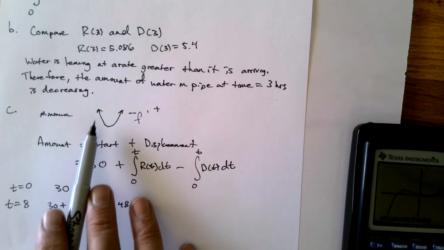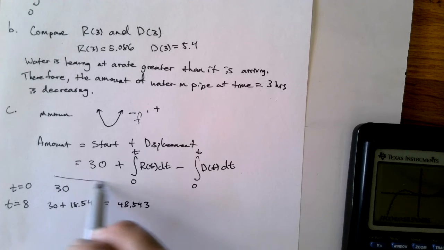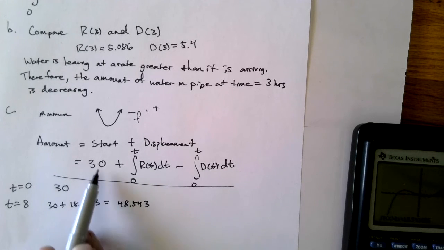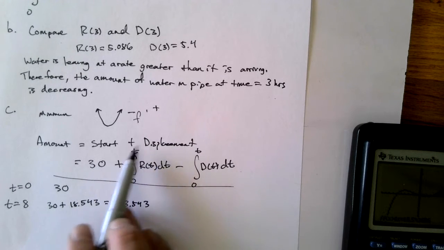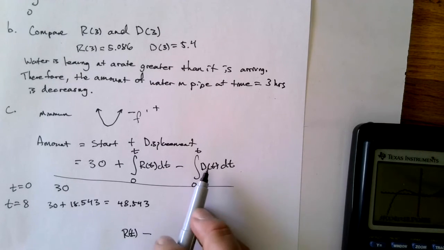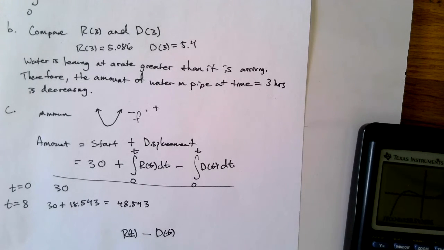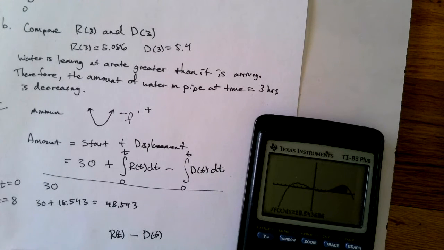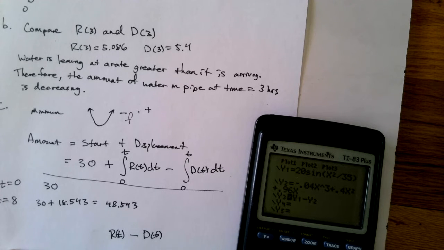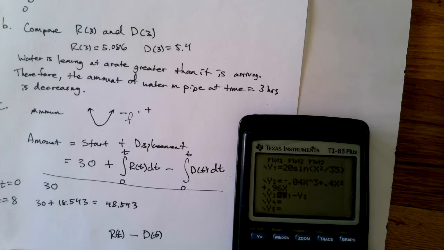It says, when is it at a minimum? Well, that's when the derivative changes from negative to positive. So let's look at the derivative of this guy. We're going to take the derivative of that. The derivative of 30 is 0. Okay? The derivative of an integral, you're just left with r of t. The derivative of this, you're just left with d of t. Okay? So we're going to look at r of t minus d of t. And that is this guy right here, y1 minus y2, r of t minus d of t.